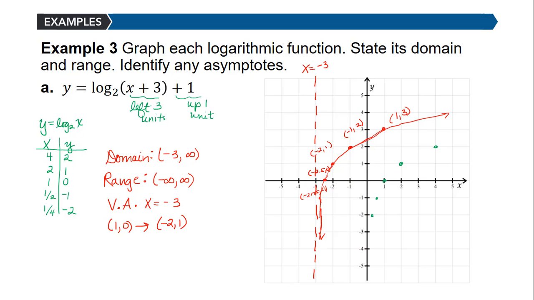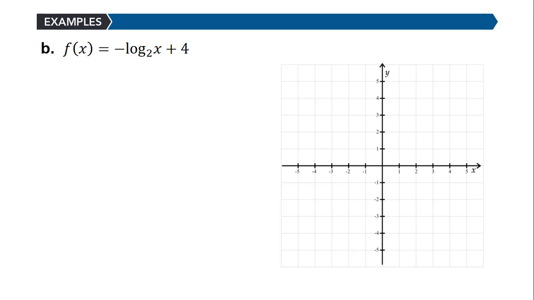Now another way you can find the domain of these logarithmic functions is you want to set the argument to be greater than 0. Right? x plus 3 is greater than 0, so x has to be greater than -3.